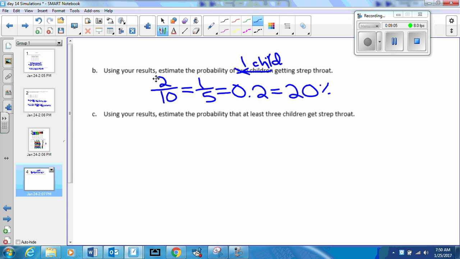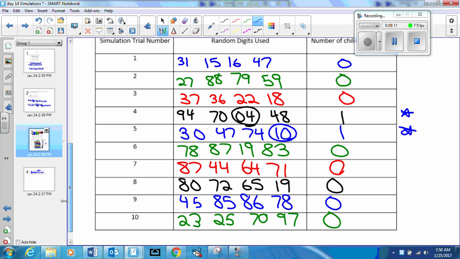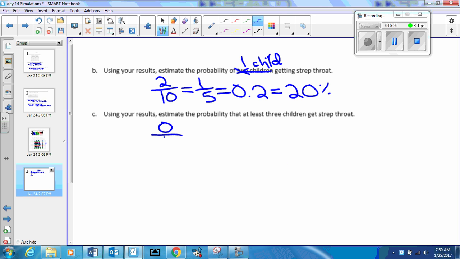Using our results, estimate the probability that at least 3 children will get strep throat. Well, looking at it, none of our trials ended up with 3 or more children with strep throat. So that probability would be 0 out of our 10.